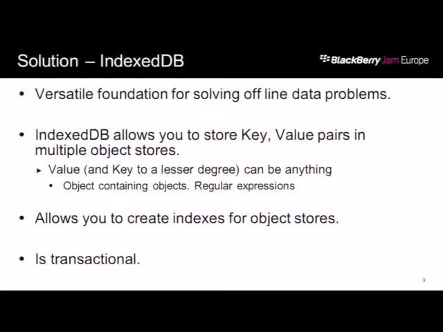Now, indexDB is a really versatile foundation to solving your offline data problems. It lets you store keys and value pairs in multiple object stores. So if you have certain types of objects, you put them in their own store. Now, if you are used to relational databases, this is not one. You can't have foreign keys. There's no remote object lookup. But the objects that you store can be arbitrarily complex.